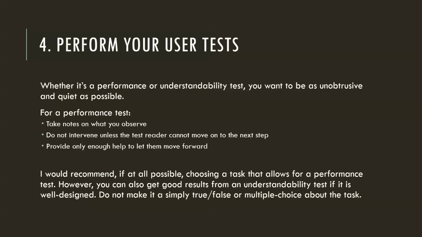Do not intervene unless the test reader absolutely cannot move on to the next step. Give them some time to see if they can figure it out. If they really can't, if they're stuck, then you can step in, provide only enough help to let them move forward, and then go back to being an observer. I would recommend, if at all possible, choosing a task that allows for a performance test. However, you can get a good result from an understandability test if it is well designed. And again, a true, false, or multiple choice question test about the task is often going to do a better job measuring the user's knowledge of the task than of your instructions. So you'll want to keep that in mind.